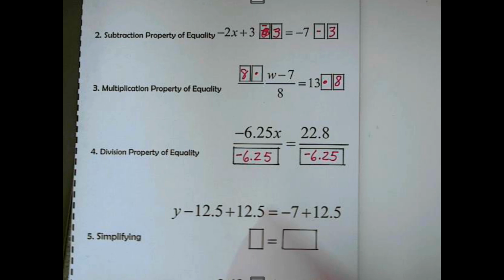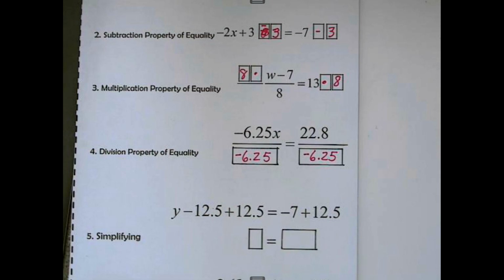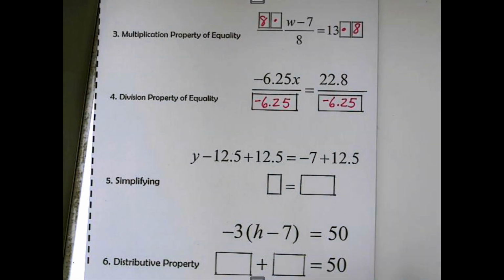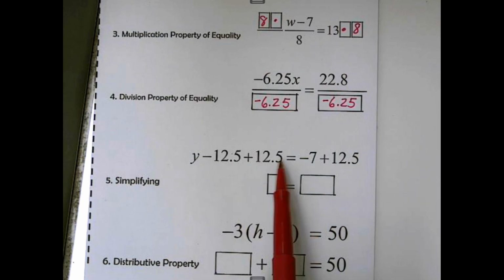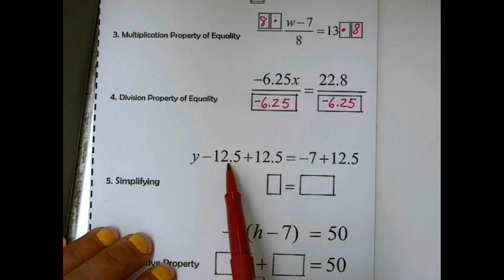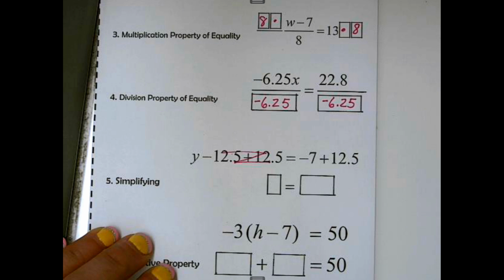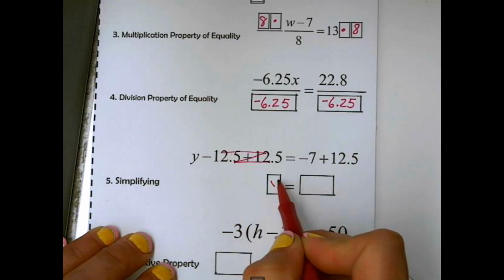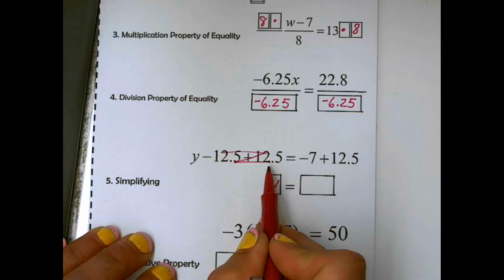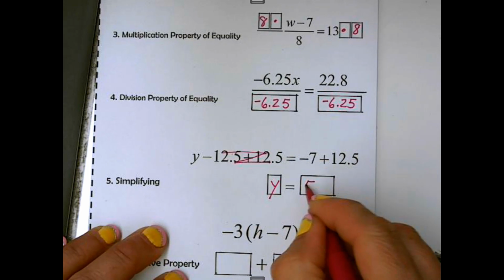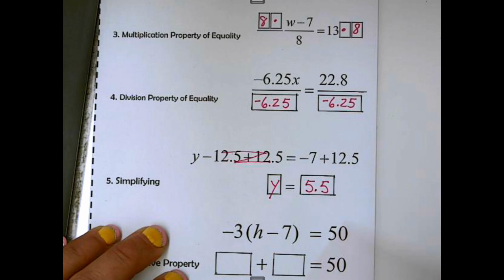Okay, simplifying. We actually simplify a lot as we solve equations. So for example, we would simplify this side, negative 12.5 plus 12.5. Remember, that kind of does that zapping. That gives you 0. And we are left with y. So we just simplified the left side. We'll also simplify the right-hand side. Negative 7 plus 12.5 would give us a positive 5.5. So from here to this step, we are simplifying.